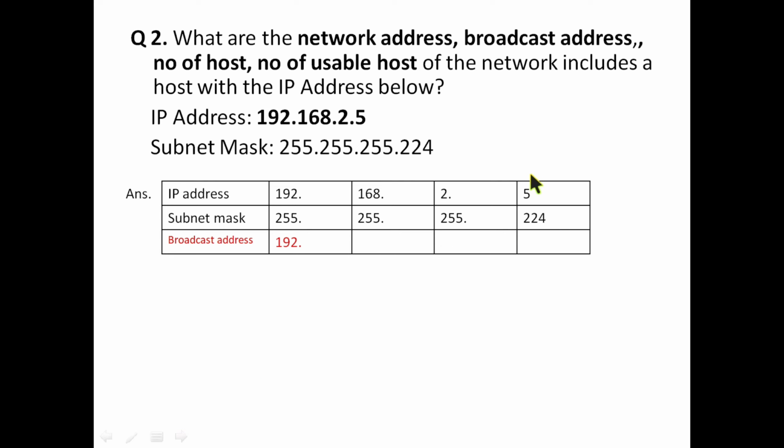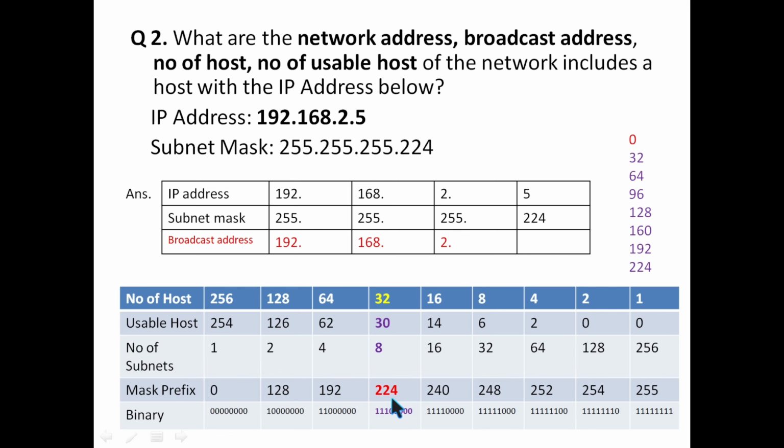Now let's find out the broadcast address. If it is 255, simply copy the IP address. If it is not, check the table: 224 falls in this column and its number of hosts is 32. So the first subnet will be 0, next will be 32 plus 32, and in the same way we add 32 to get the next subnet. Now check the last value of the IP address, that is 5, so it falls in this subnet. In the case of the broadcast address, we have to select the next subnet, that is 32 minus 1, which is 31. So we write 31 here. This is the broadcast address.